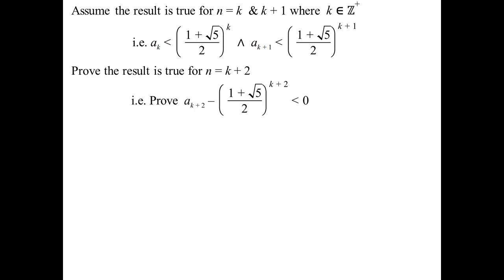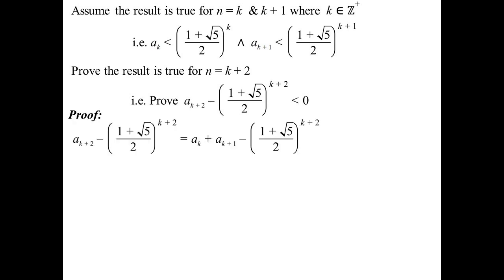I'm going to assume it's true then for k and k plus 1. Need two assumptions because I'm going to end up subbing two things into our recursive formula. So I'm going to assume both of these things. Okay. Prove it's true for k plus 2. I'm again using the technique of moving everything to one side here. I'm going to show this is always negative.